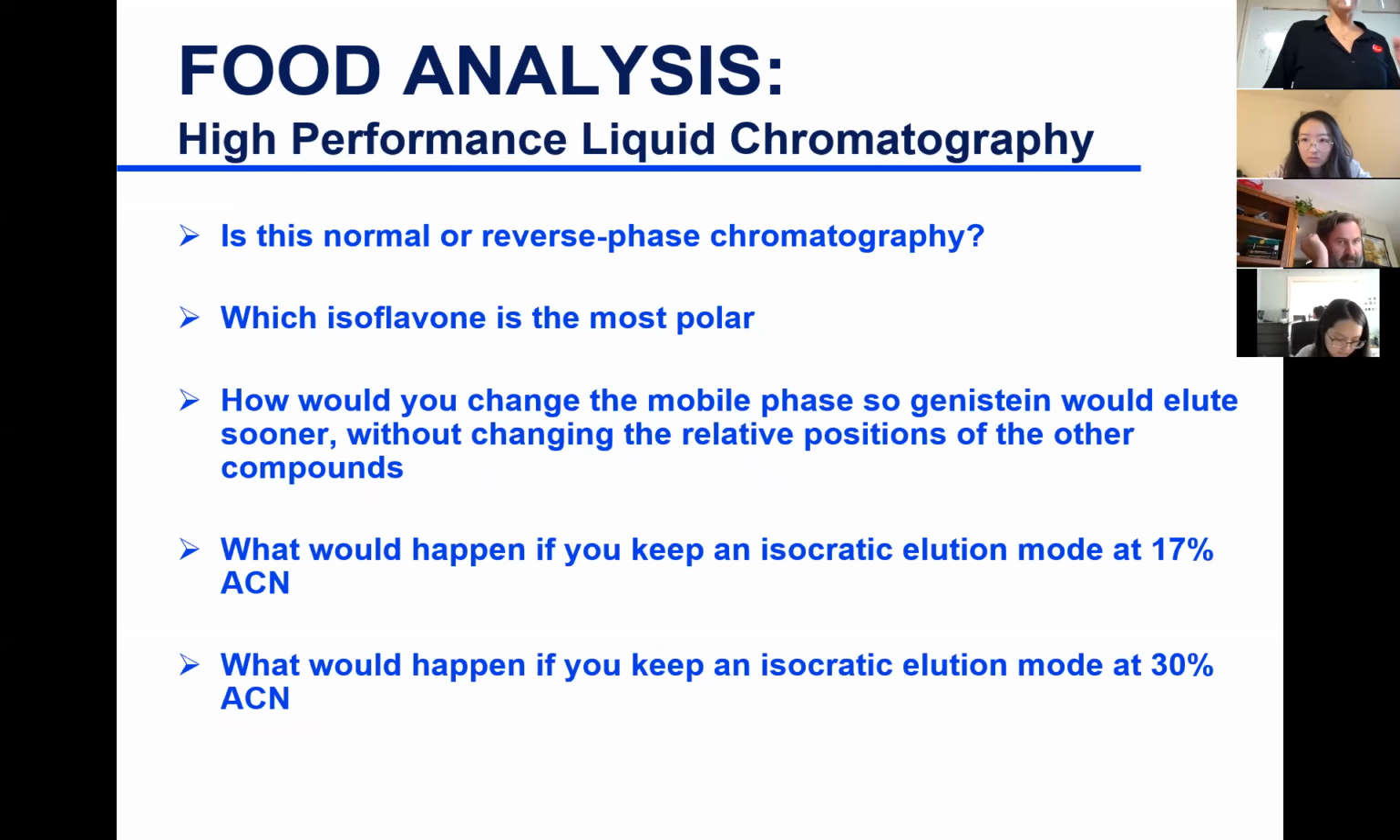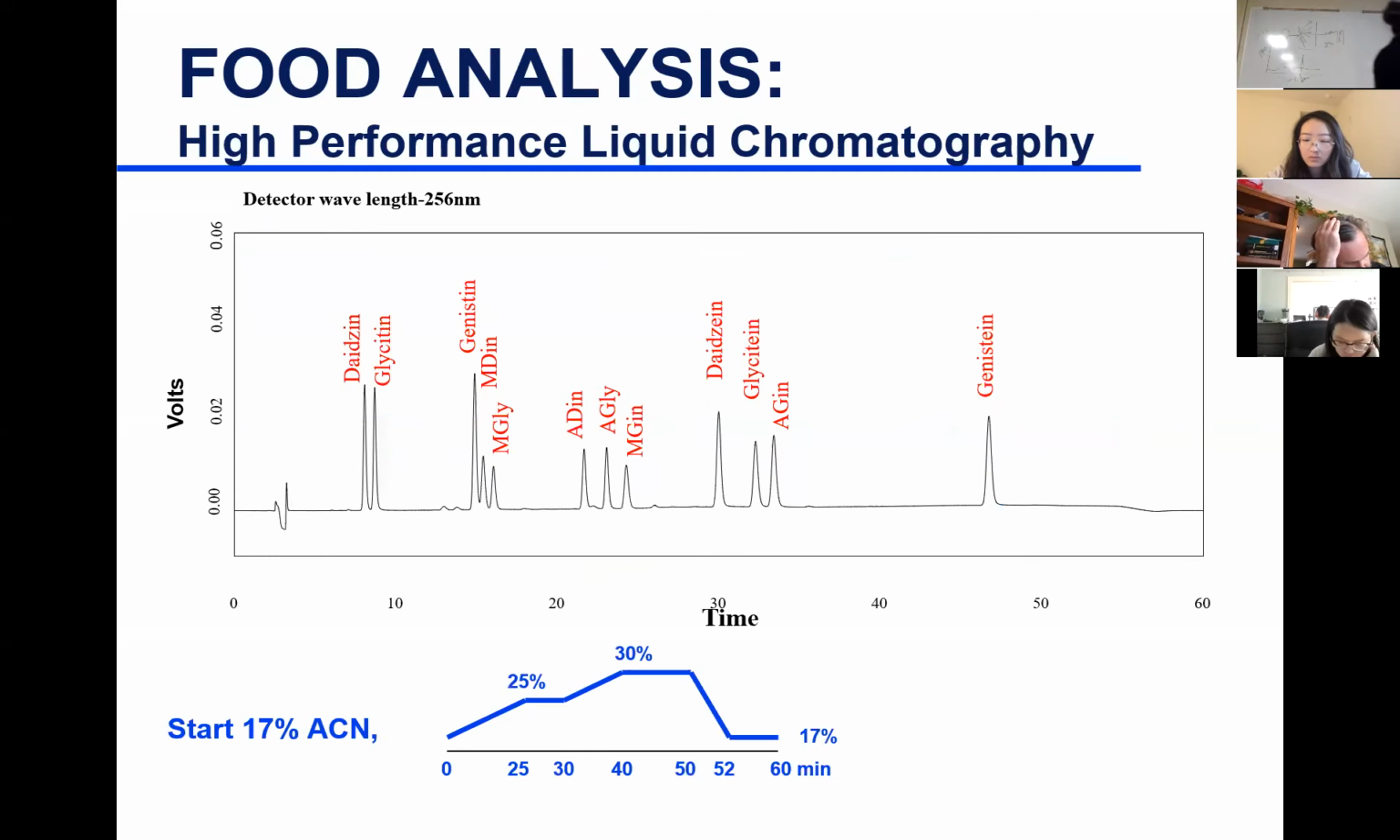Okay, this one is good. How would you change the mobile phase so that genistein, which is the last component, would elute sooner, I mean comes out sooner, without changing the relative position of the other compounds? So I don't want to change anything from those compounds that are coming out first. But how can I? So between, let's say, 33 minutes and 48 minutes, there's like 15 minutes here. And this one is coming out that late. How can I make it come out here, let's say?